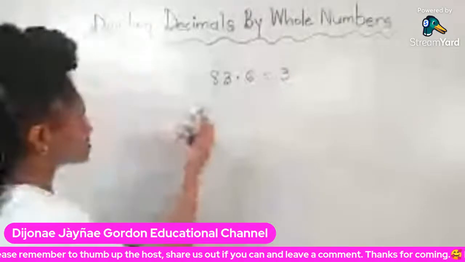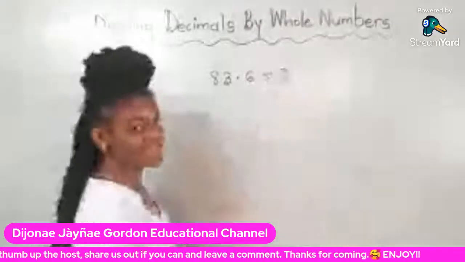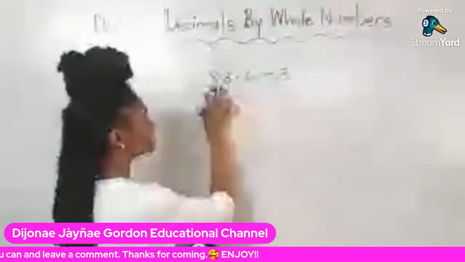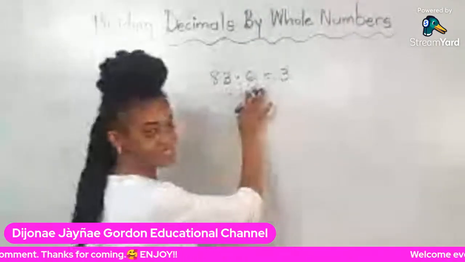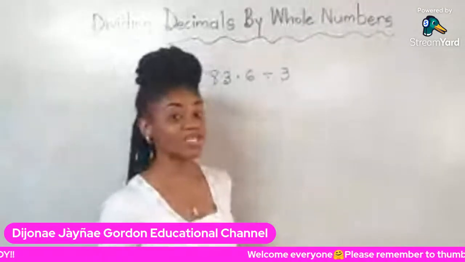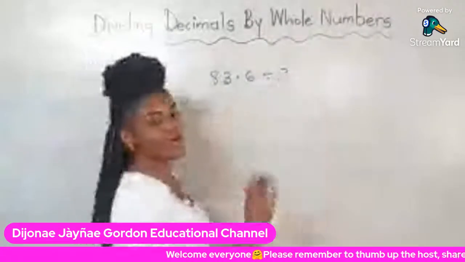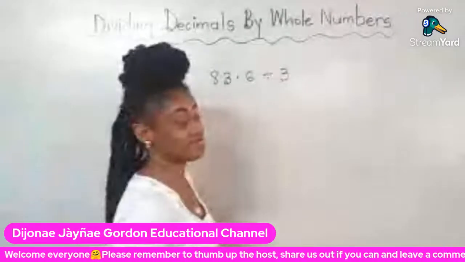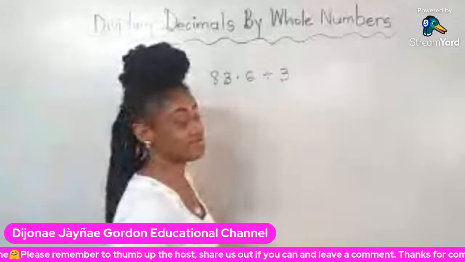All right, so in this case, we have to set the problem out first. That's the first step. 83.6 is known as our dividend, and numeral 3 in this case is known as our divisor. All right, so let's set the problem out.